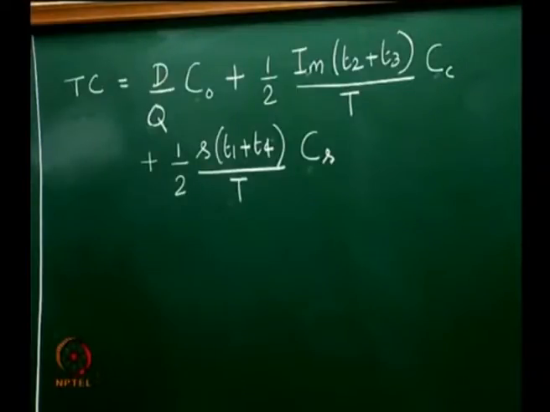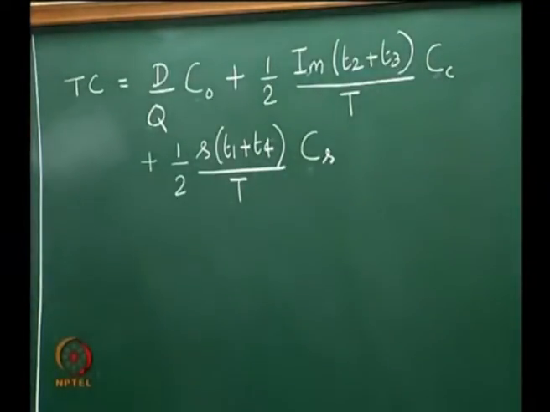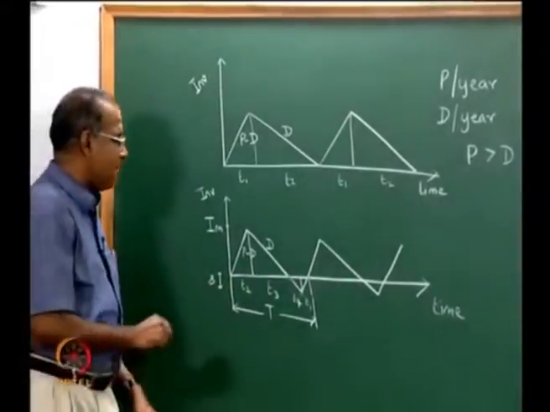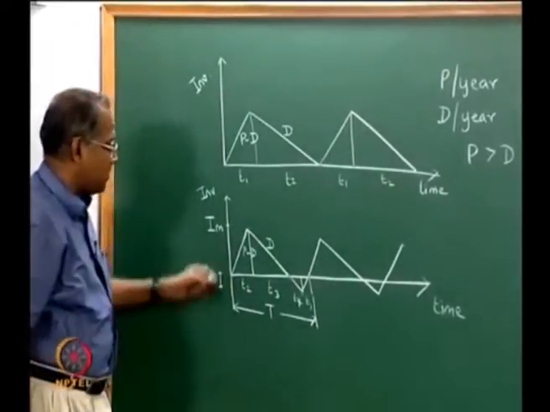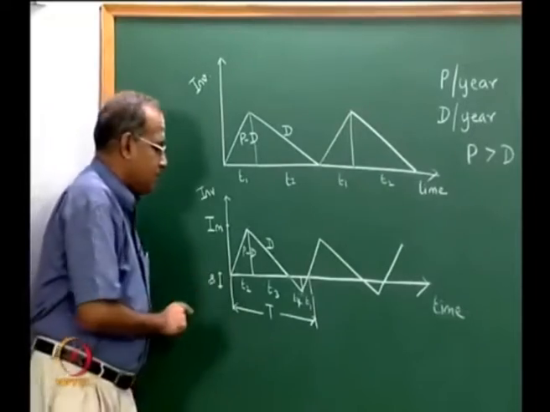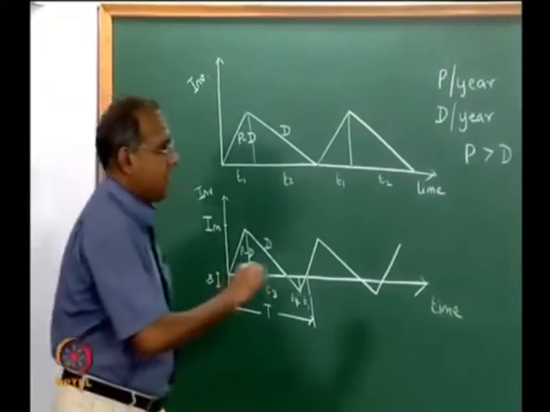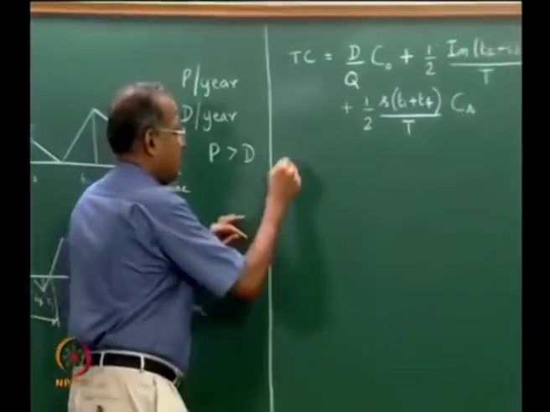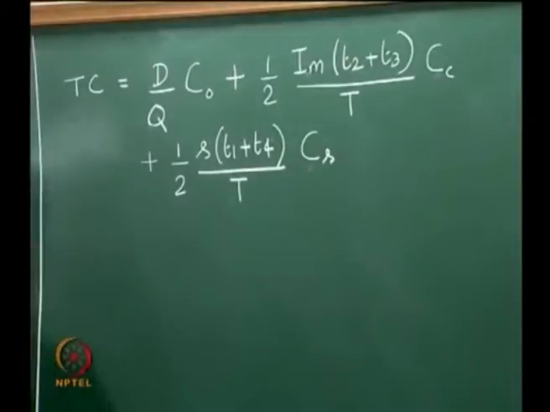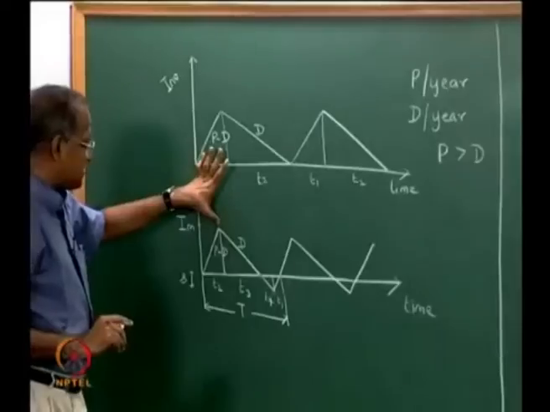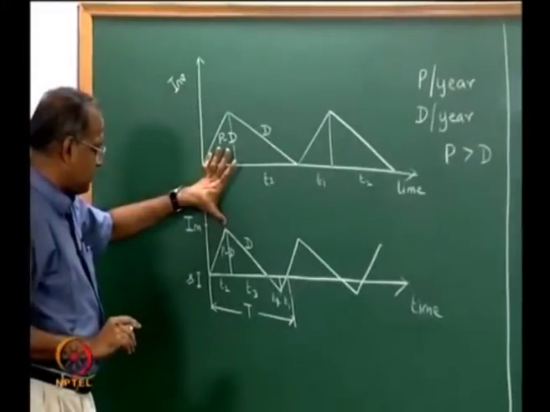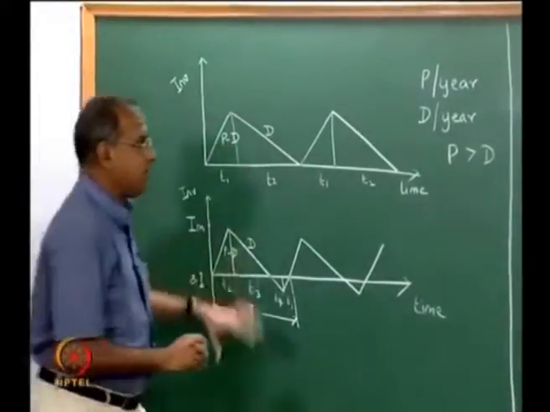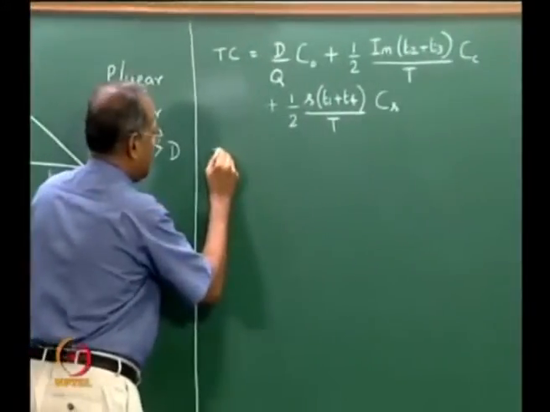So, first we have to write a whole lot of them in terms of the other known and unknown quantities. So, from this particular figure, the first thing is we can write a few equations. Now, we have this quantity Im, which is the maximum inventory.